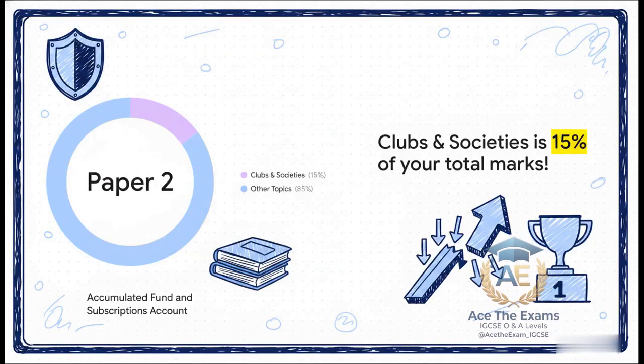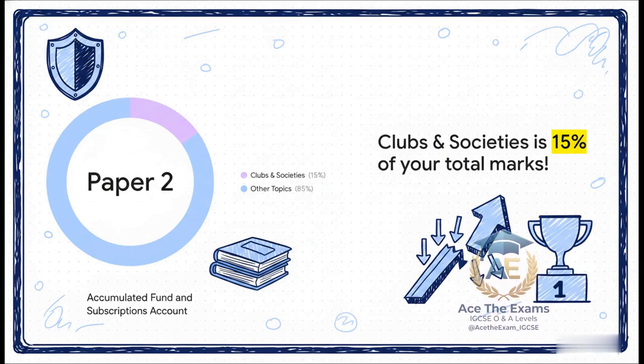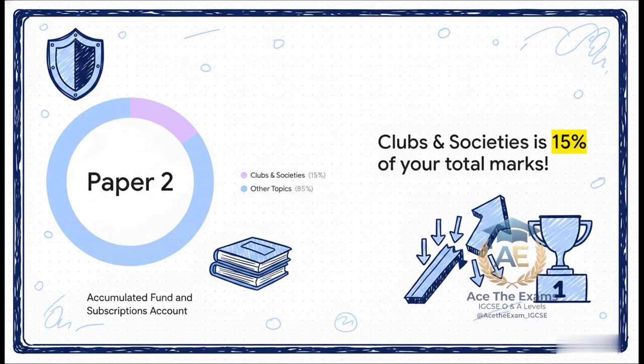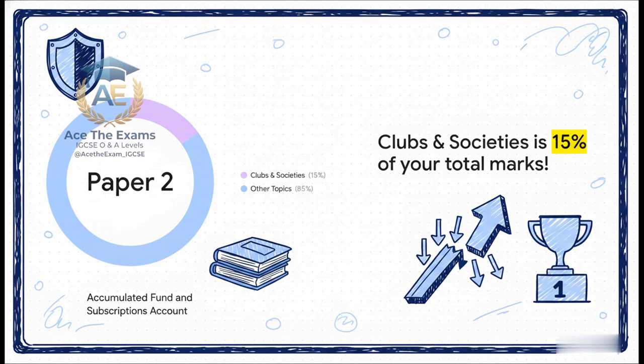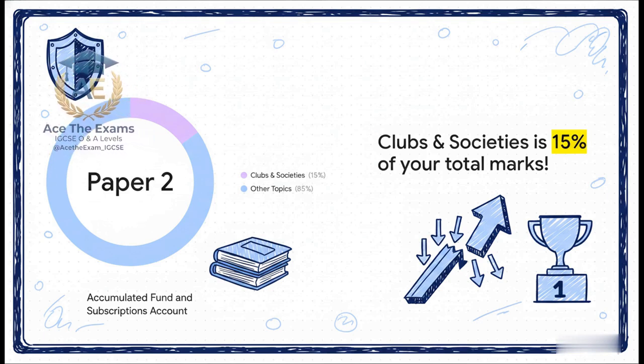So, look at this. Did you know that the accumulated fund and subscriptions account topic accounts for approximately 15% of your total marks in Paper 2 of the 9706 syllabus? I mean, 15%! This isn't just some minor, negligible detail we can sweep under the rug. A 15% drop is a fatal blow to your final grade. If you don't completely secure this area, you're leaving your entire exam heavily vulnerable to attack.